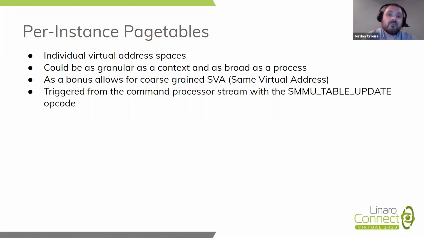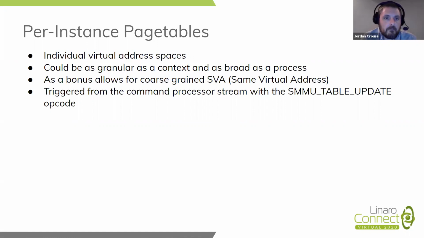But also as a bonus, this allows for what we call coarse-grained SVA or SVM, which basically means that we can allocate the same address on both the GPU and the CPU, which is used by compute. Compute loves to do this, but other people do it too. If we can't provide a page table that's per instance or per process, then we can't do SVA because we have to be able to ensure that each process gets the maximum amount of address space that it can get. This is particularly important for 32-bit, but it also comes into play for 64-bit.